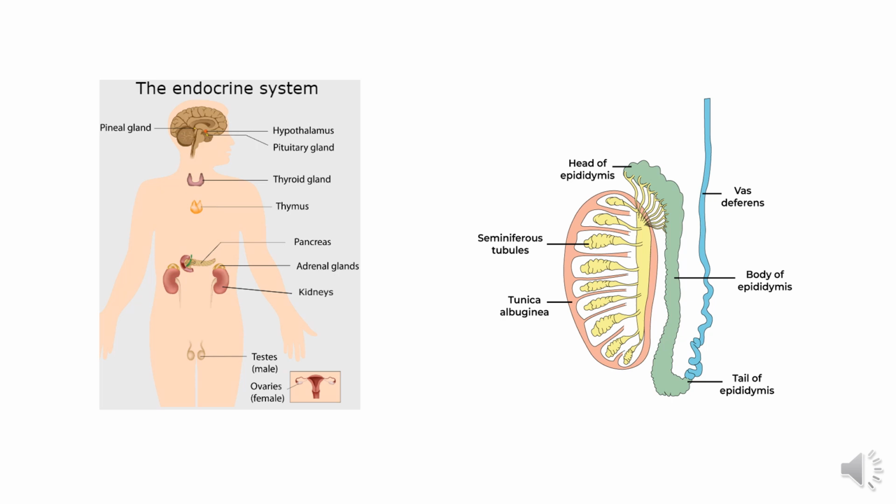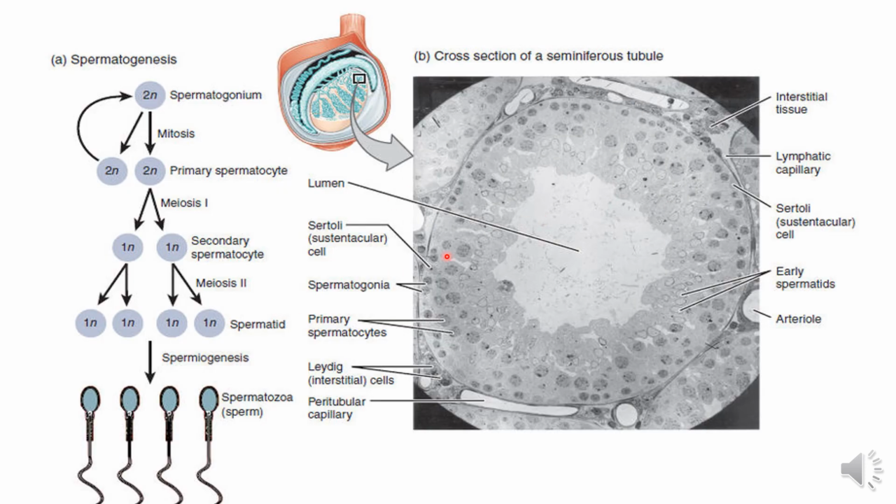This testis has been shown in enlarged form. Inside the testis, we have long, elongated coiled structures, these yellow structures. These are known as seminiferous tubules. When you cut a seminiferous tubule and see its cross section, it can be seen like this. The cross section is here.